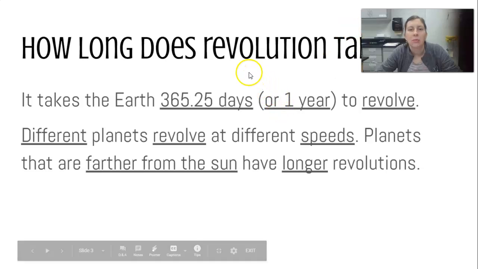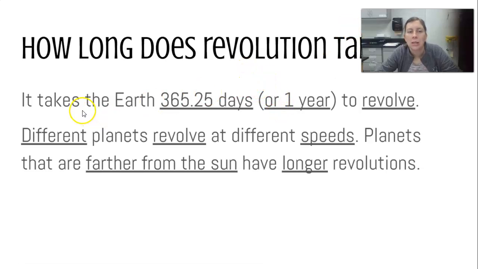How long does a revolution take? It takes the Earth 365.25 days, or 1 year. The reason we have leap year every 4 years is because the Earth takes just barely over 365 days to revolve. So we take that 0.25, and every 4 years, if we've got 0.25 of a day, that adds up to 1 day. So that's why we have leap year, where we have 366 days in a year.